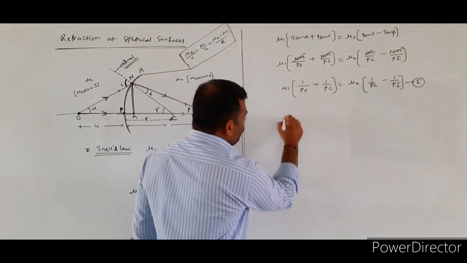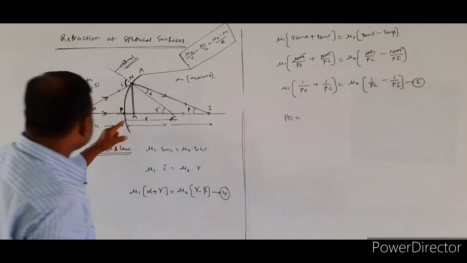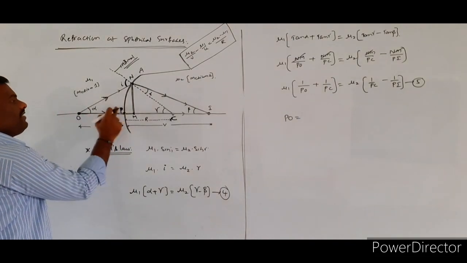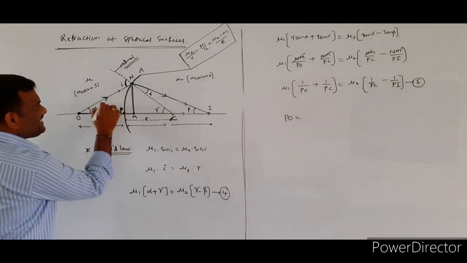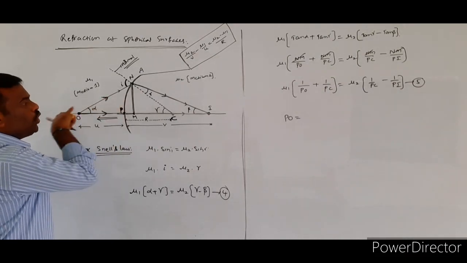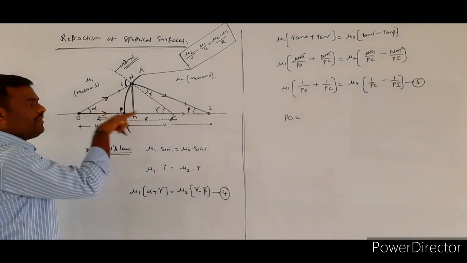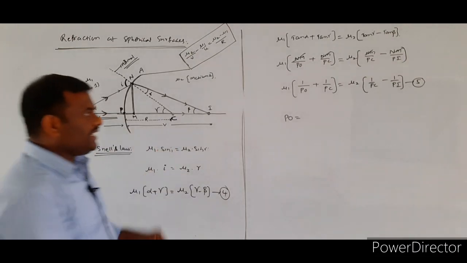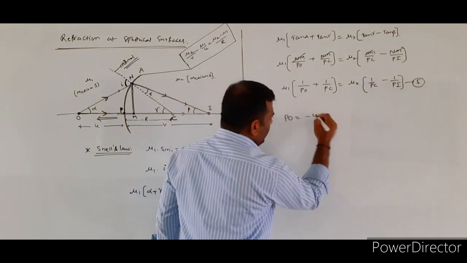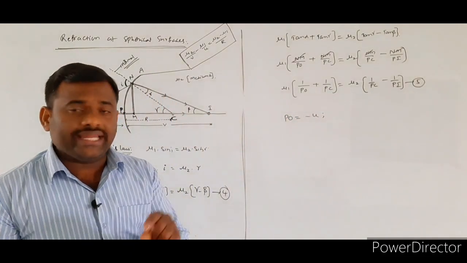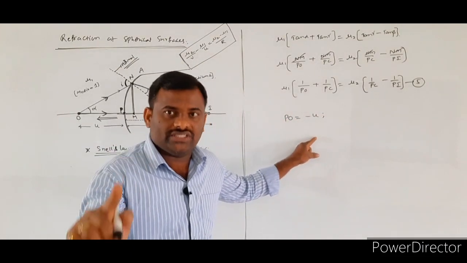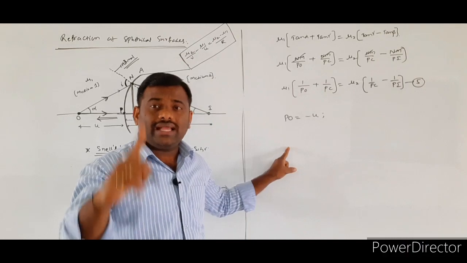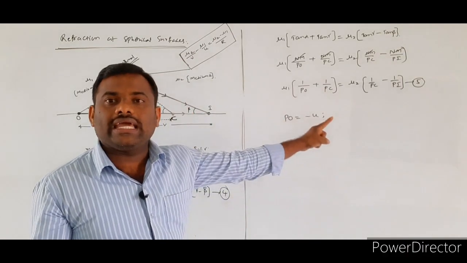Now, coming to PO. This distance is measured from P to O, but the incident light rays are coming from O to P. The distance is measured opposite to the direction of the incident light, so this PO value is equal to minus u. Here we apply the sign conventions: if the distances are measured opposite to the incident light ray, those distances are taken as negative.